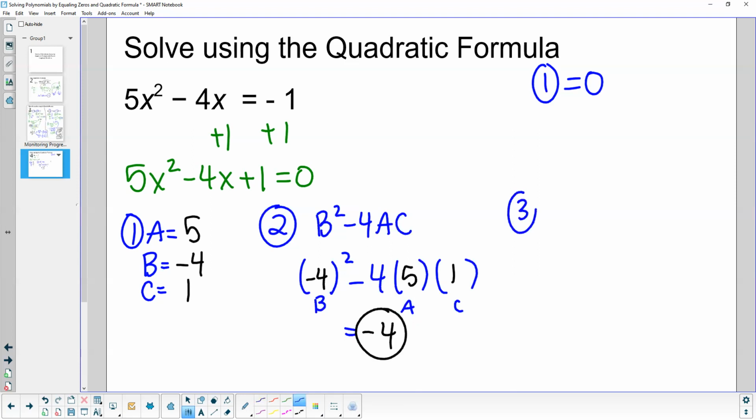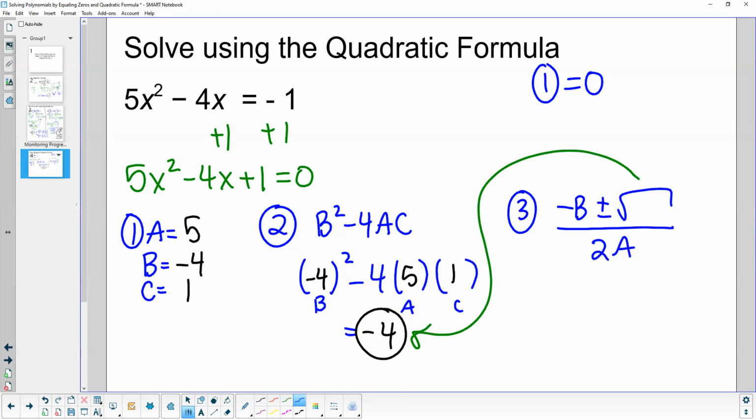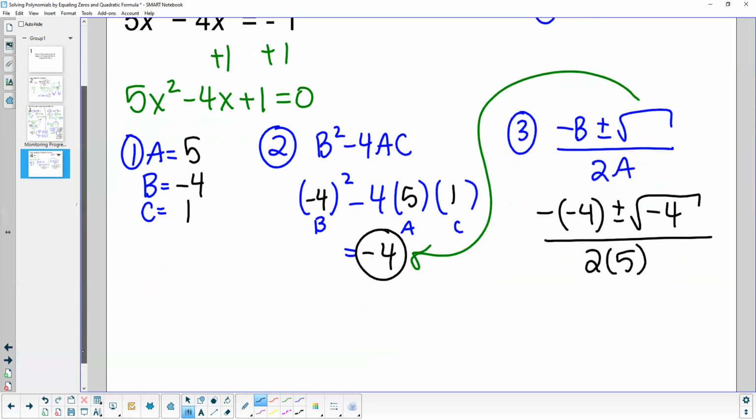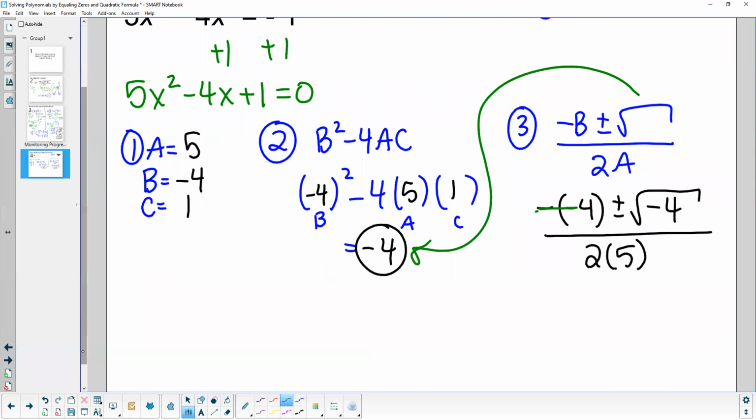Now we get to do step 3. Step 3 is going to be the opposite of B plus or minus the square root of this guy, all divided by 2a. So from there, what we want to do is solve it out. We've got the opposite of b, and b in this case is -4, plus or minus the square root of -4, because that's what we got over here, divided by 2 times a, and a was 5. So let's take a look at this one. When we have minus a negative, it switches to a big old positive. So we're actually going to have a +4, plus or minus this thing right here.